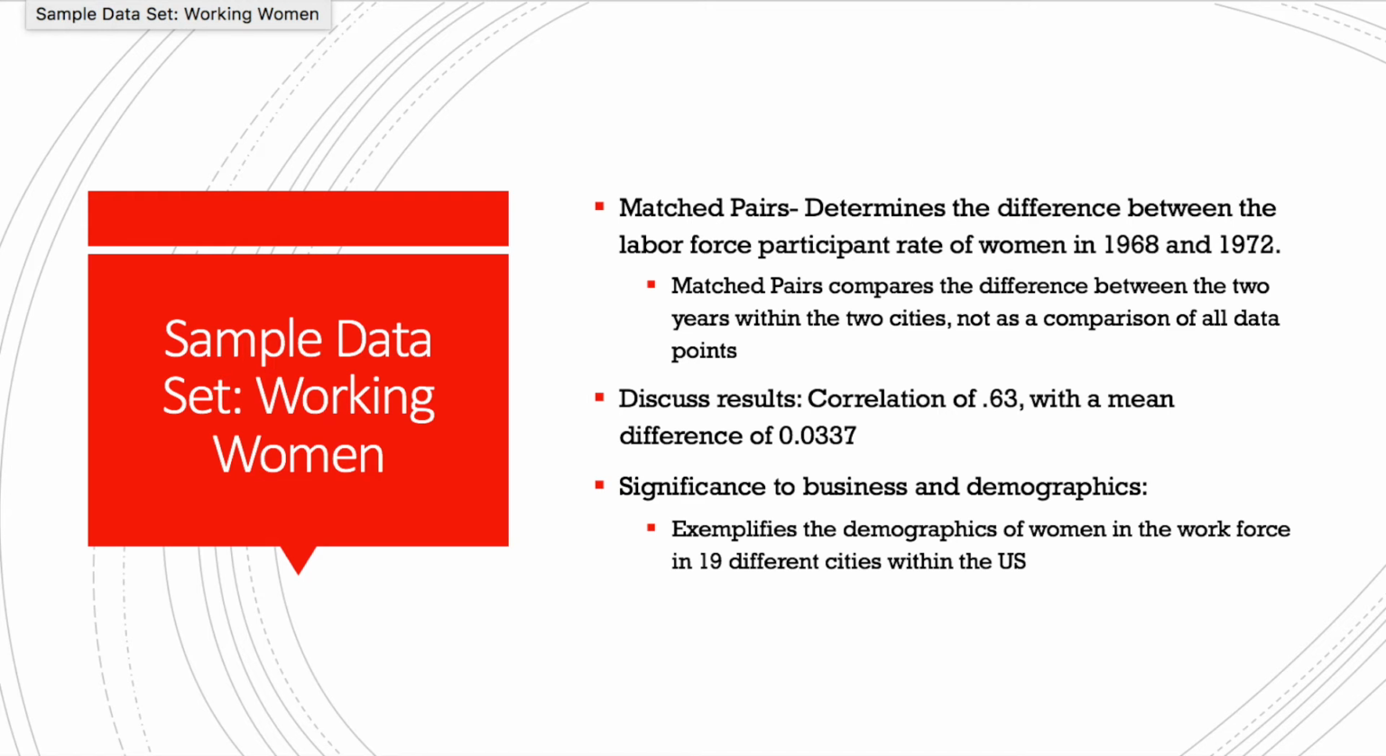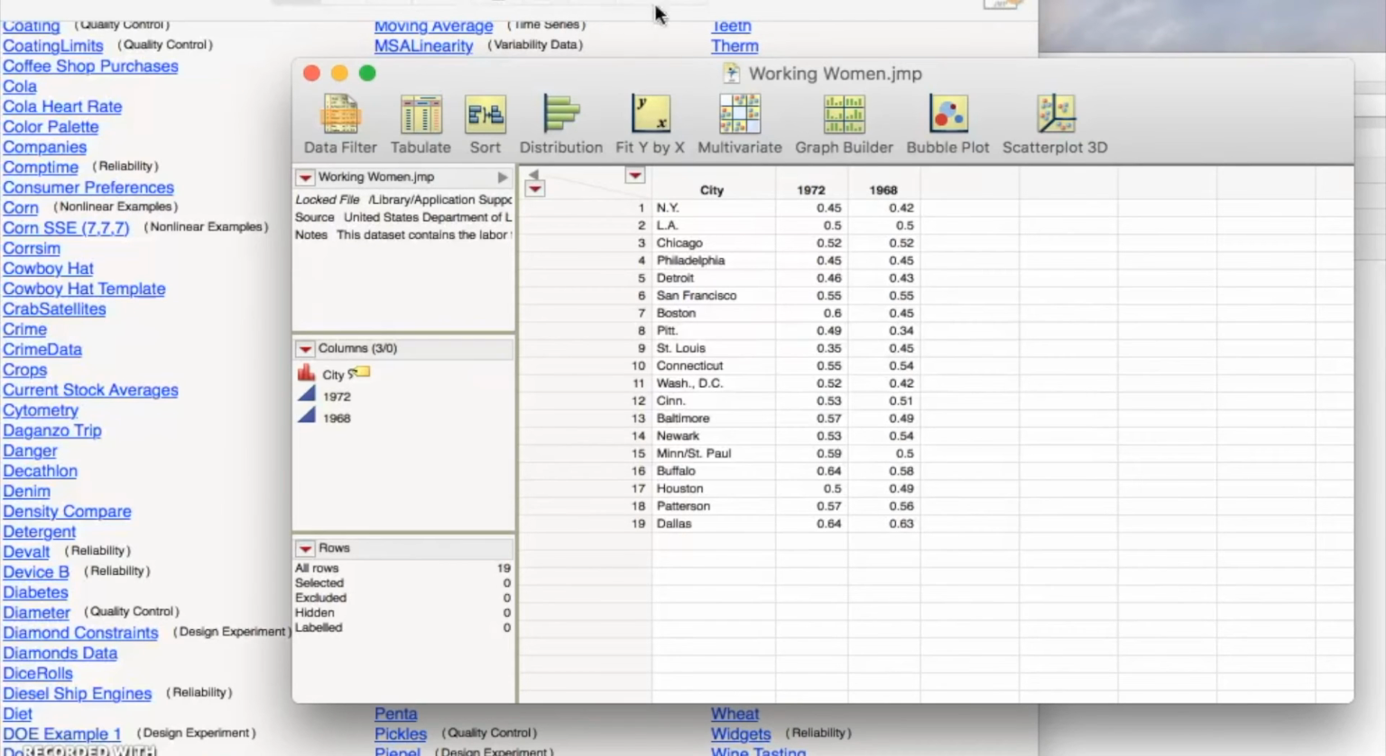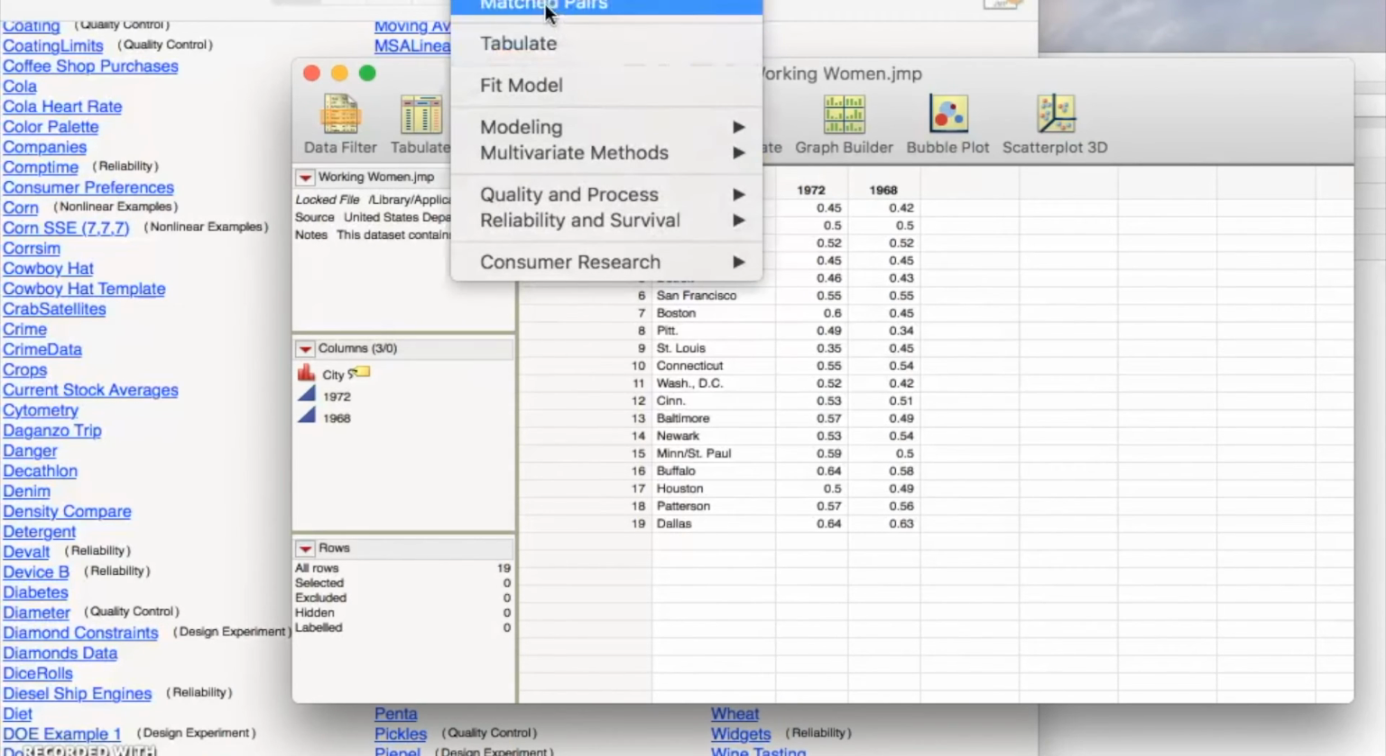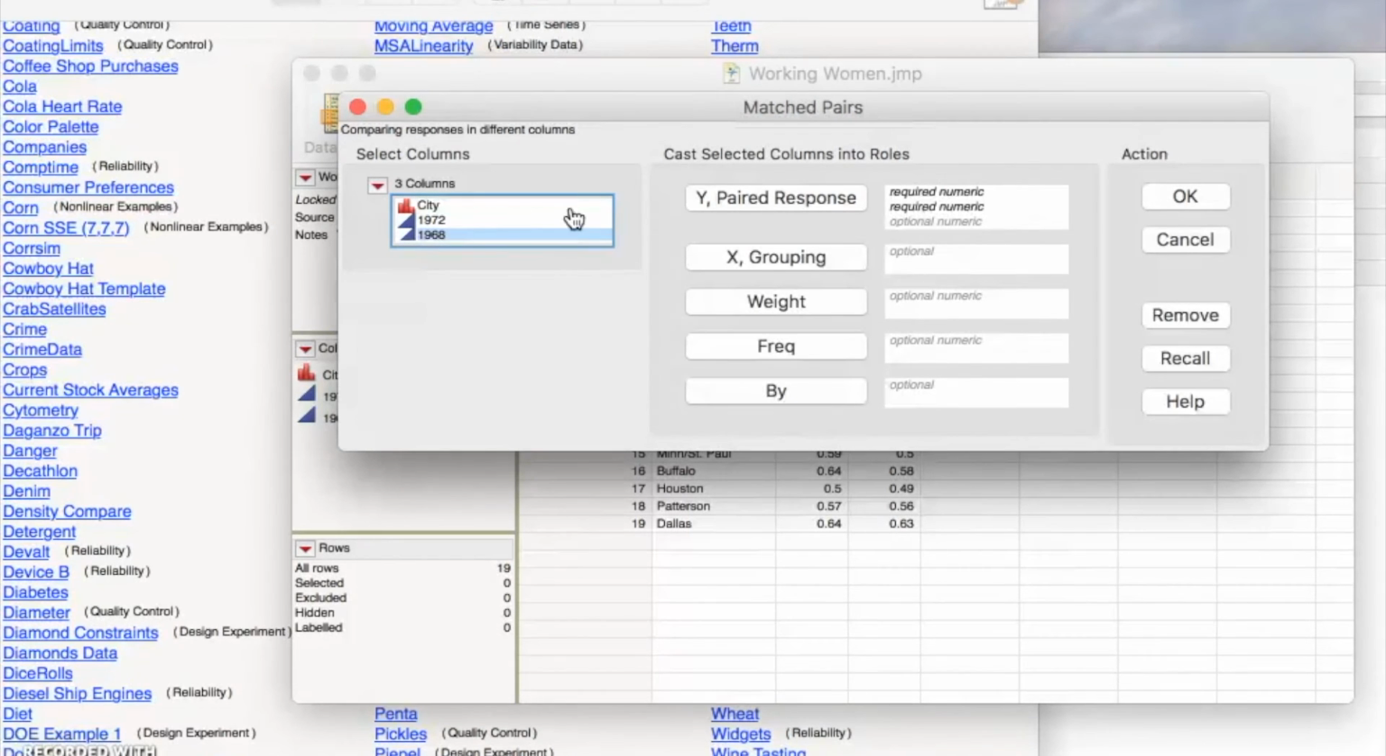These demographics are significant to exemplify the diversity of gender in the workforce. To perform this test, we use Analyze, Matched Pairs, and choose two numeric data points.